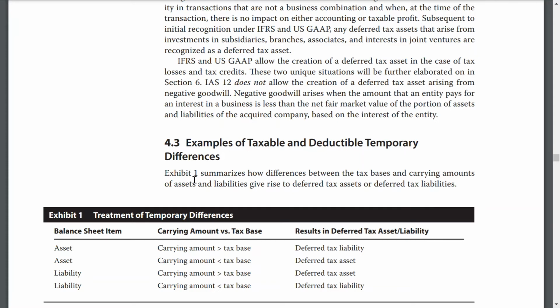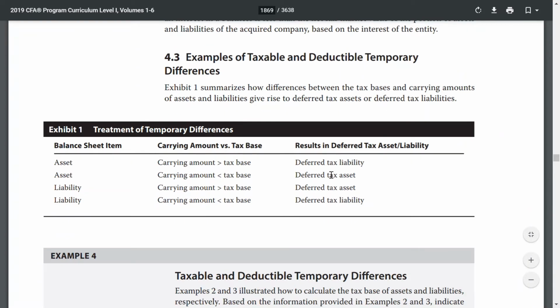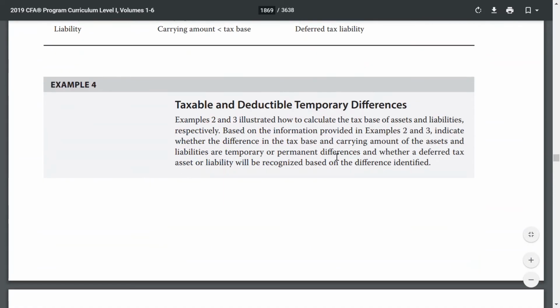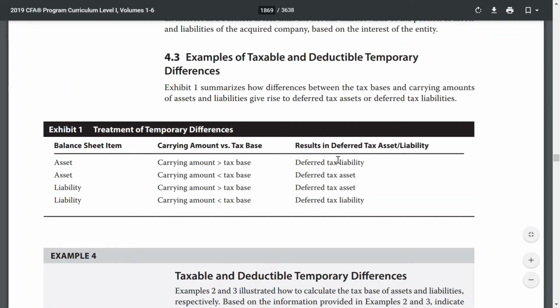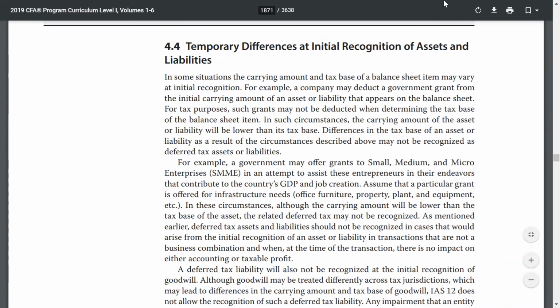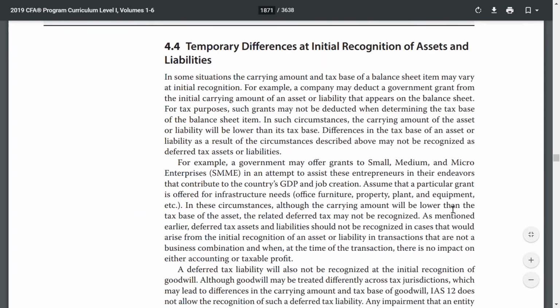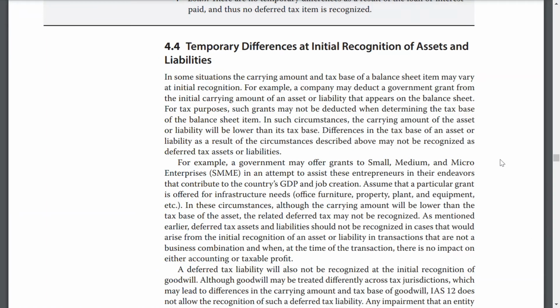Example 1 summarizes how differences between the tax base and the carrying amount of assets and liabilities give rise to deferred tax assets or deferred tax liabilities. Temporary differences in initial recognition of assets and liabilities. In some situations, the carrying amount or tax base of a balance sheet item may vary at initial recognition.